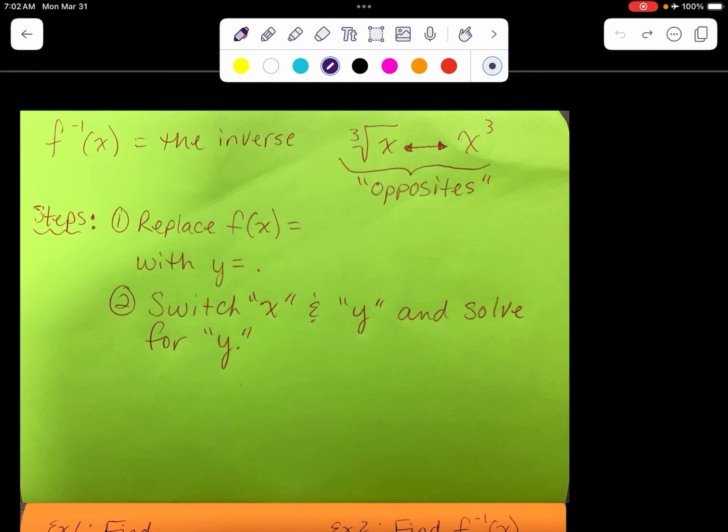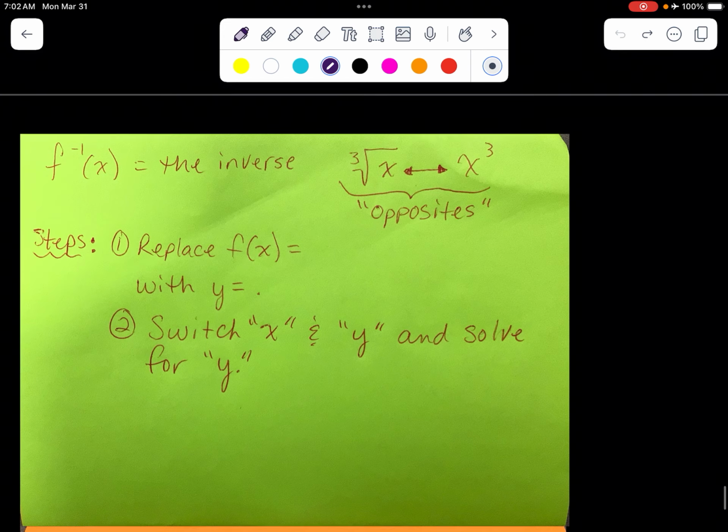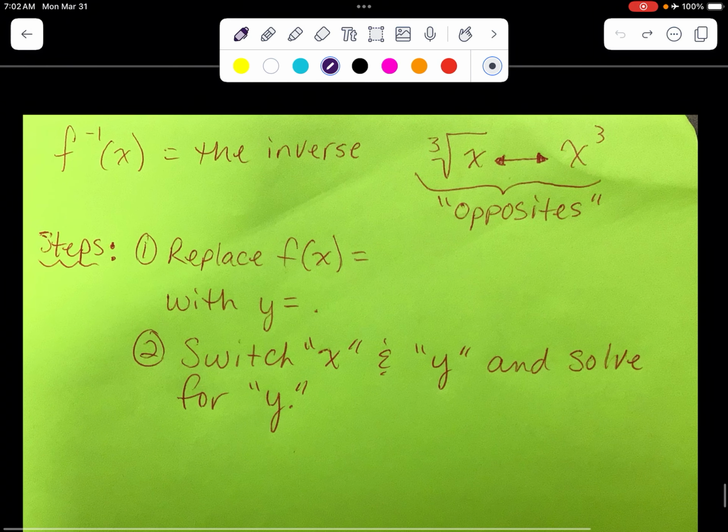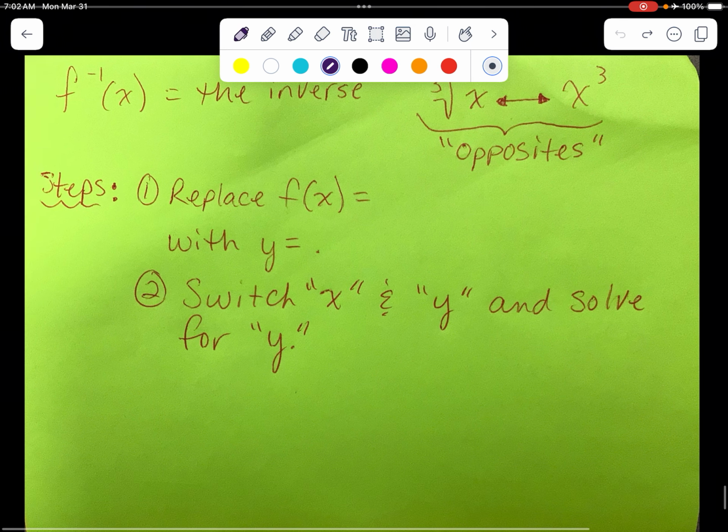In this video, I'm going to show you guys how to find the inverses of cube roots. So let's take a look at what we have here. f negative 1 of x is the inverse notation, meaning that we have found the inverse of an equation. So our steps are pretty simple. We're simply going to rewrite f of x equals with y equals, and then we switch x and y in the equation and solve for y.